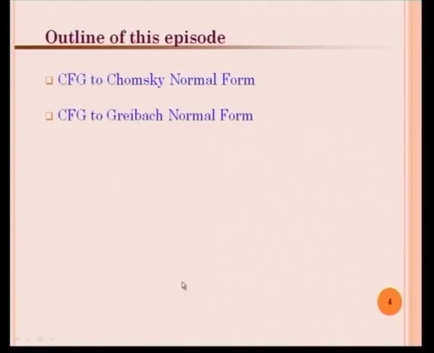Once the grammar has been simplified, then we can go for normal forms. There are two normal forms available. One is the Chomsky normal form, and another one is the Greibach normal form. We will call them CNF and GNF. The general format of both CNF and GNF we had already seen in the previous episodes.